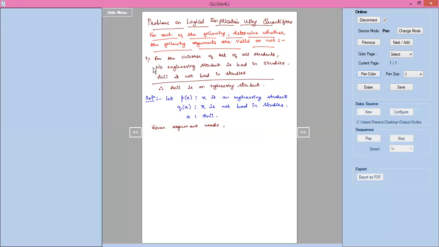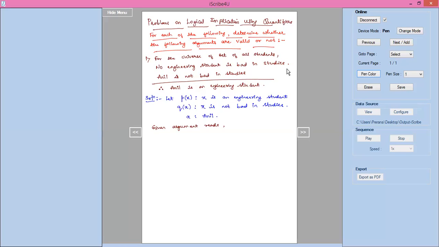We can alternately call the first sentence in the form of if-then. That is implication, or the conditional form, we will be able to represent. So if X is an engineering student, then he is not bad in studies. So in if-then form, we can understand the first statement.